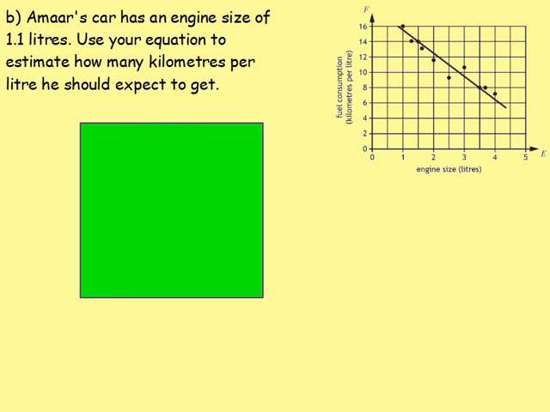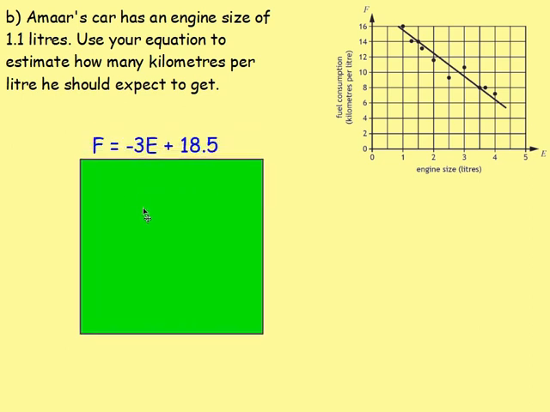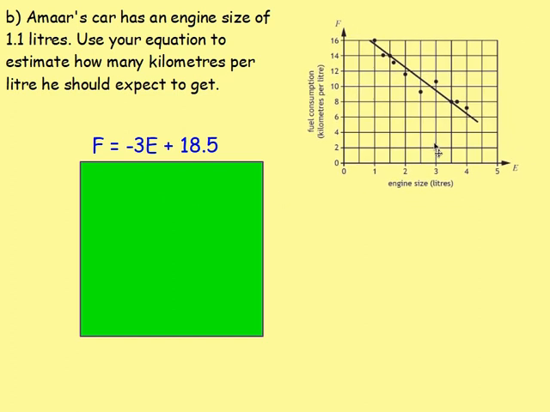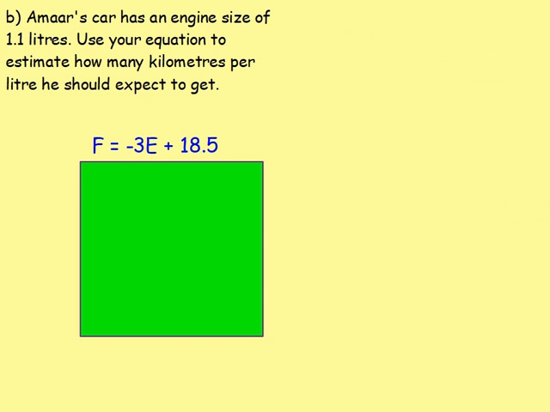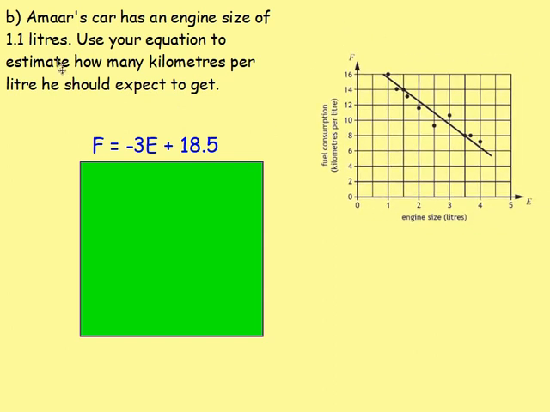And part B, a Mars car has an engine size of 1.1 litres. Use your equation. That means that we're having to use that F equals negative 3E plus 18.5 to estimate how many kilometres per litre he should expect to get. How would you go about doing that then? Well, we're not actually wanting to use the graph for this. What we're wanting to do is use the equation. So that here is the equation.